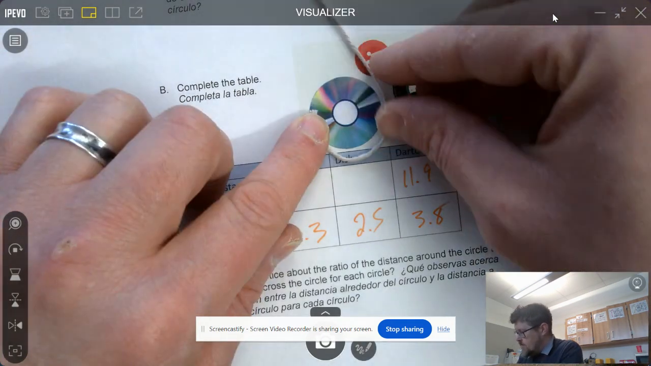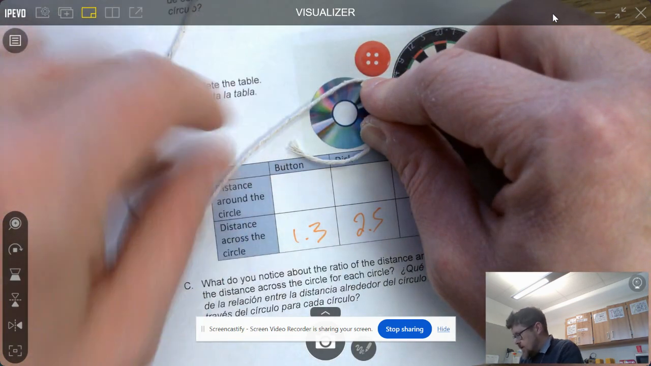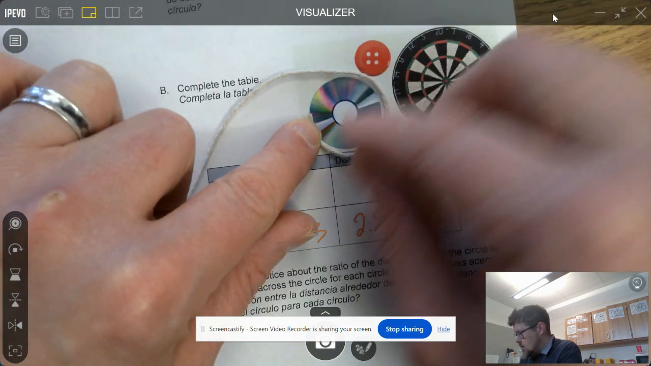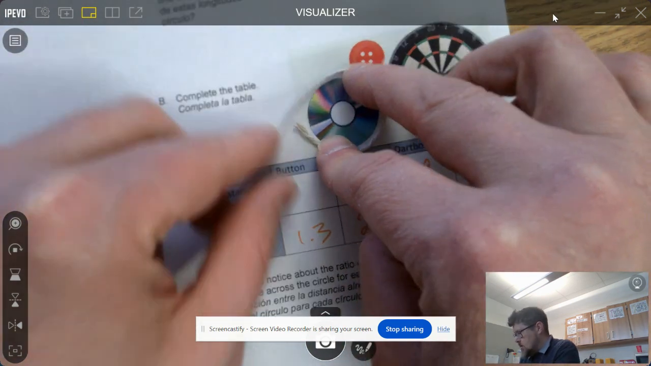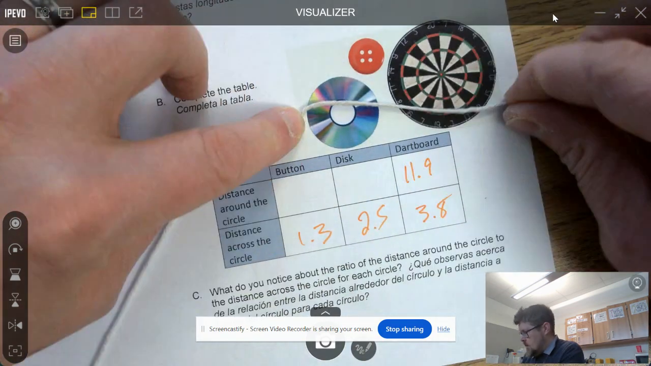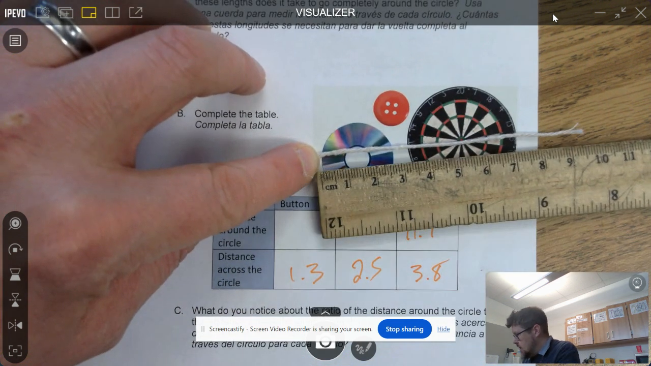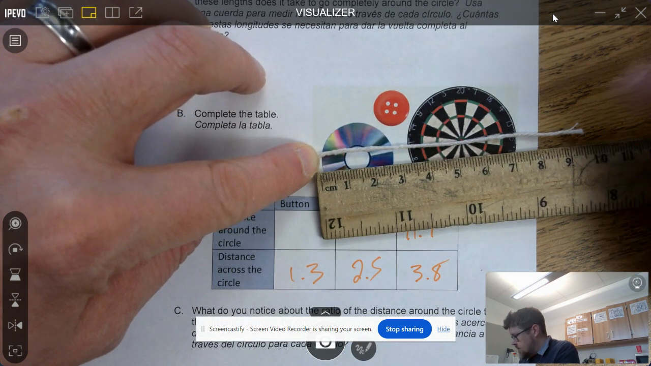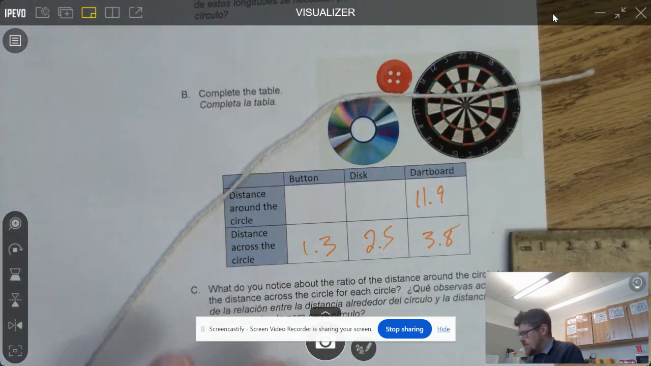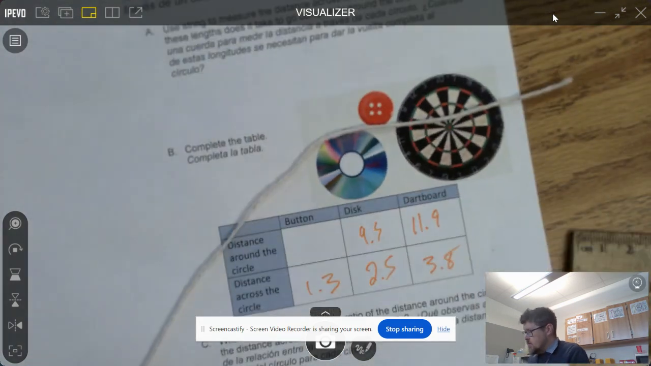So now let's do the disk and then the button. Again, these are very rough estimates here as we measure these. Okay, let me bring this down here. So we get about right there. This is for the CD. You guys know what CDs, compact discs, are? Yeah. It's about 9.5-ish. Okay. 9.5? Let's see. Again, these are rough estimates.